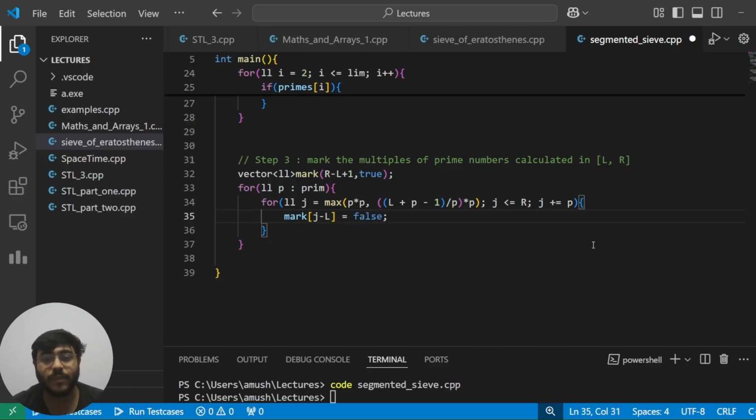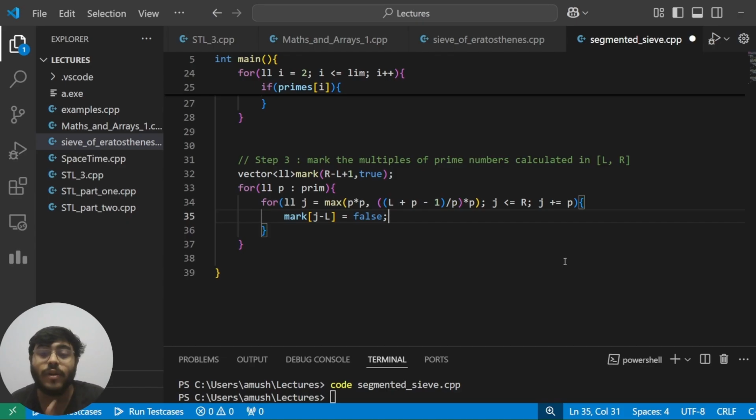This is a very important step. We mark the value j minus L as false, not L, because remember L comma R has been mapped to this mark array from 0 to R minus L plus 1. हमने इसको मैप किया 0 से लेके R minus L के बीच में, राइट? तो रिमेंबर कि जो हमारा L है, बेसिकली ओरिजिनल L है, that will map to 0th index. L plus 1 will map to first index. L plus 2 will map to second index. So that's why we mark of j minus L equal to false.